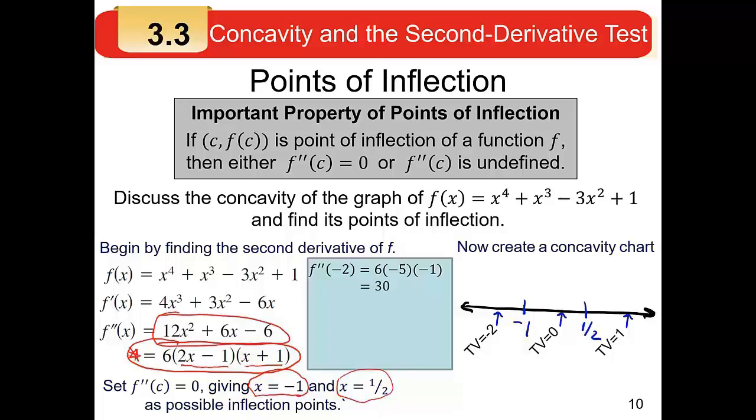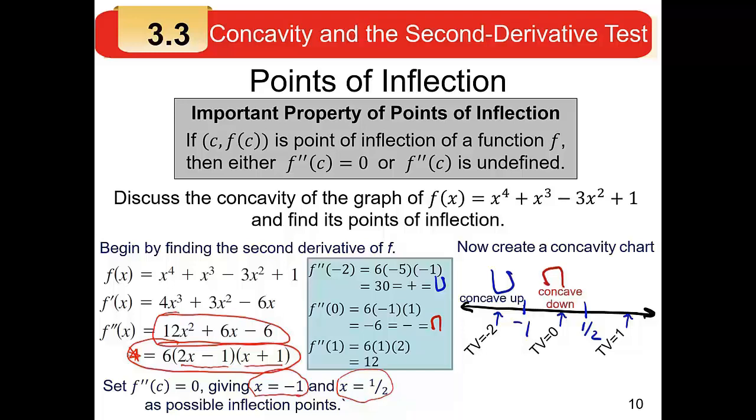And when you do that, you're going to get, in this case, 30. You don't really care that it's 30. You just care that it's positive. A positive second derivative means you're concave up on that interval. Then you move to the second test value, which is 0. You plug 0 in, you end up with -6. Again, the main thing is that it's a negative number, which means you're concave down. And then finally, your last test value is 1. You plug that in, you end up with 12, which again is a positive number, which means it's concave up.